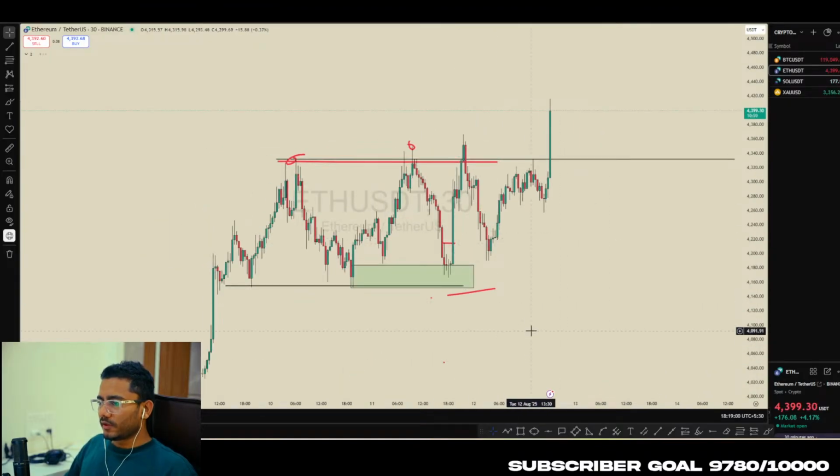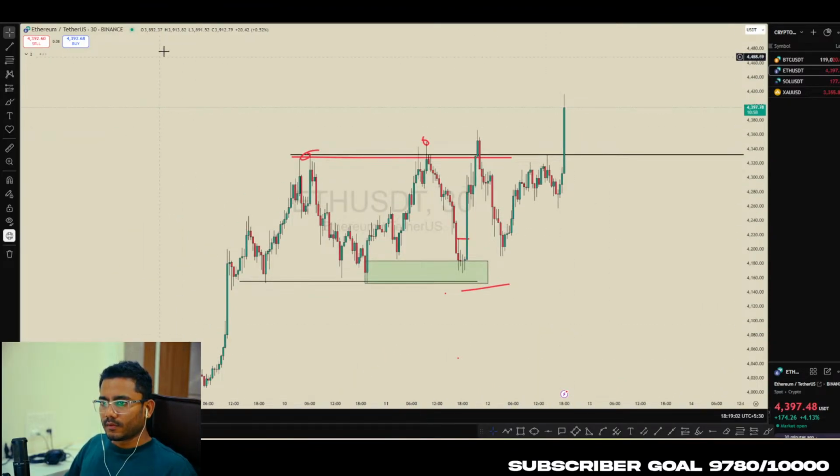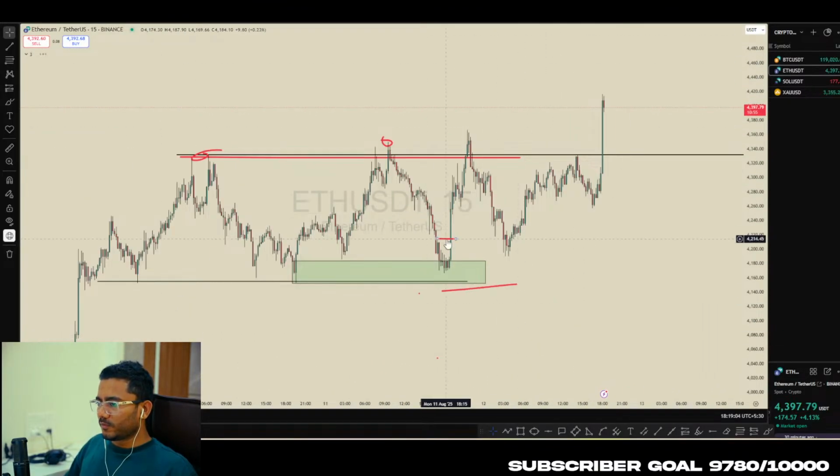Also, this trade on Ethereum was shared yesterday. If price breaks this high, this is our block, this is the POI. Price broke the structure, gave us this imbalance. This is our order block. Tap entry to the upside.